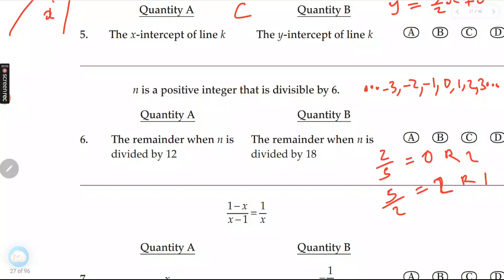So if n is less than both 12 and 18, any number less than both 12 and 18, divided by 12 and divided by 18 will give us the same remainder. Any other number, let's say 12, or let's say 13. 13 divided by 12, the remainder is 1. 13 divided by 18, the remainder is still 13.